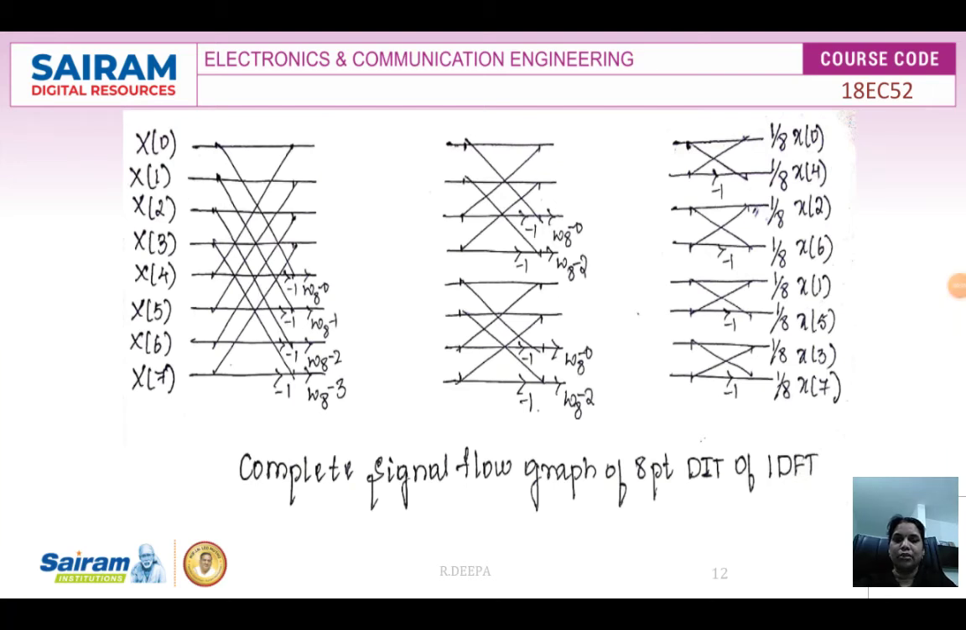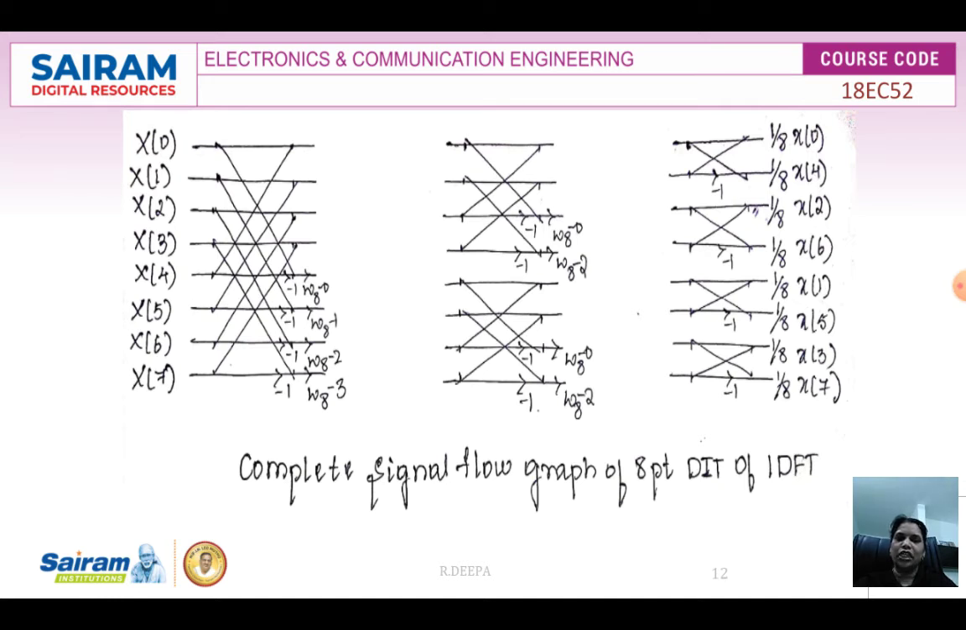In today's class I am going to teach you about the second structure, that is finding the IDFT of an X of k sequence using the DIT FFT algorithm. As we have seen in the last class, the computational part, the flow diagram, will take this form. This flow diagram represents the complete signal flow diagram of an 8-point DIT FFT algorithm for finding the IDFT.